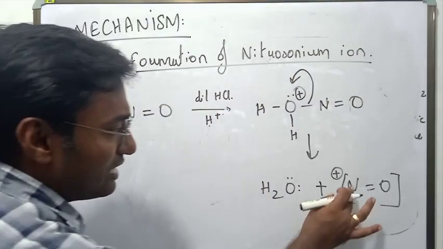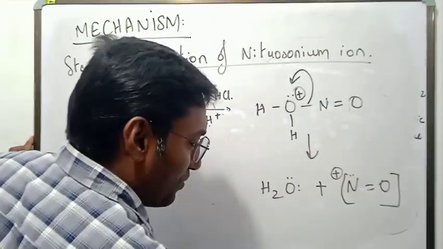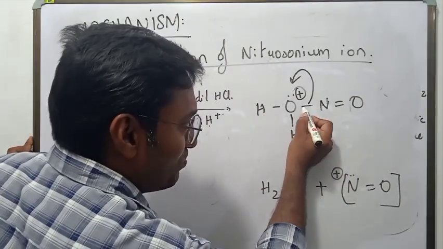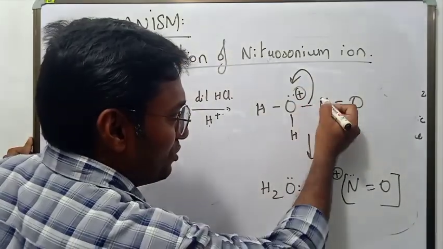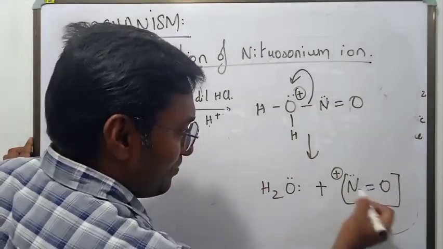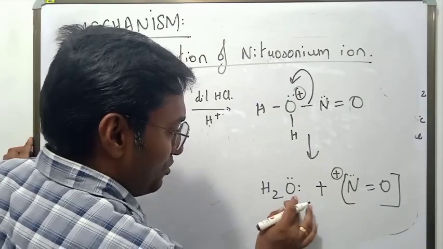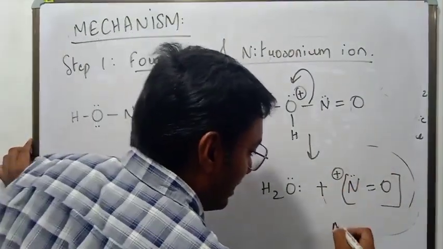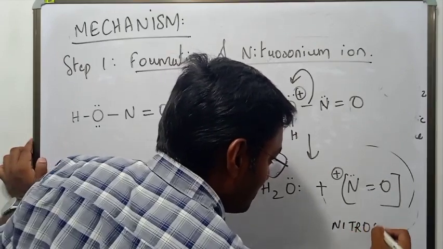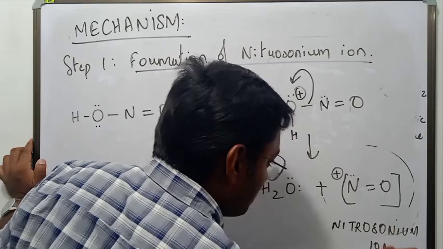Note that in nitrosonium ion, nitrogen has the lone pair of electrons. What it has lost is the bond pair of electrons, right? This pair of electrons is lost, not the lone pair. The lone pair is still there. So nitrogen has lost the bond pair of electrons to oxygen. So we get nitrosonium ion. This is the nitrosonium ion. So this is the first step.